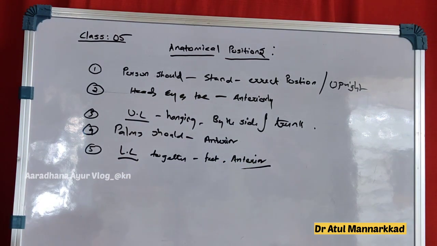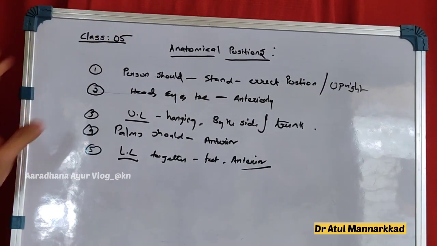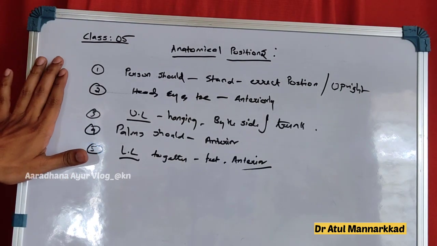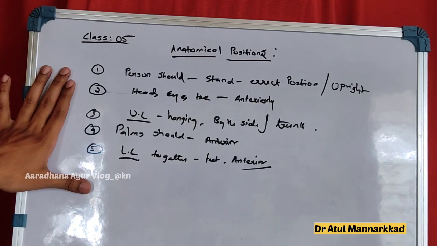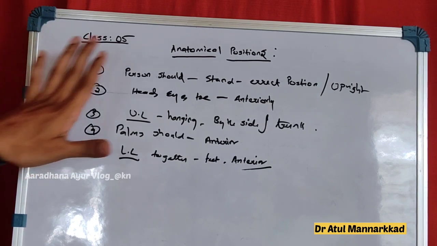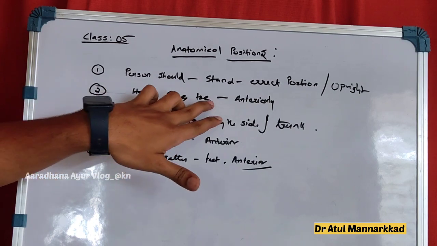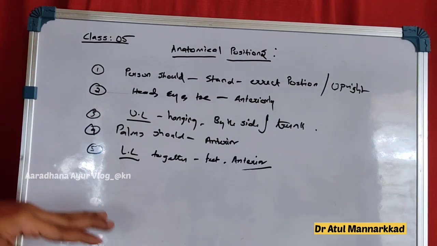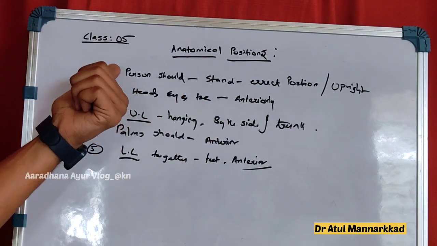So it is very easy to show the anatomical position. In the Viva case it is very important, as well as in the theoretical part and for knowledge purpose also. First of all, the person should be in the standing position, that you should remember. He should be erect in the standing position. And second is the head, the eyes and the toes. Important is the toe. Toe should be directed anteriorly, means it should be forward. You can see in the picture also, the toe is anteriorly and he is in the erect position.